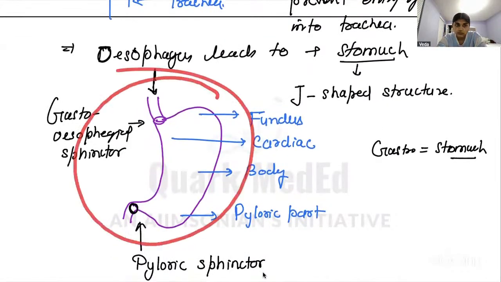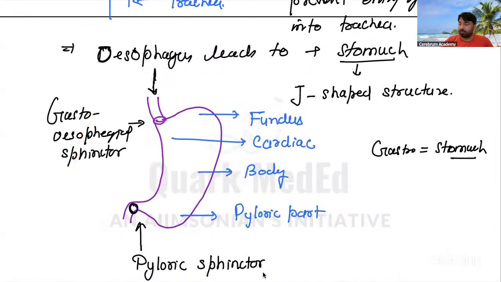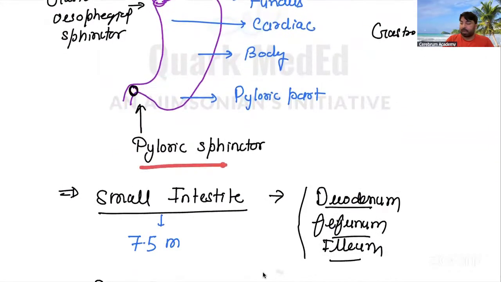Now the different parts of the stomach. This part of the stomach is called the fundus. This part is called the cardiac part, cardiac because it is closer to the heart. Then the body, and this is the pyloric part. And then there is again one guarding muscle, called the pyloric sphincter. You know what its role is? Food is stored in the stomach for 4 to 5 hours, and then it passes to the intestine. The pyloric sphincter takes care of that.